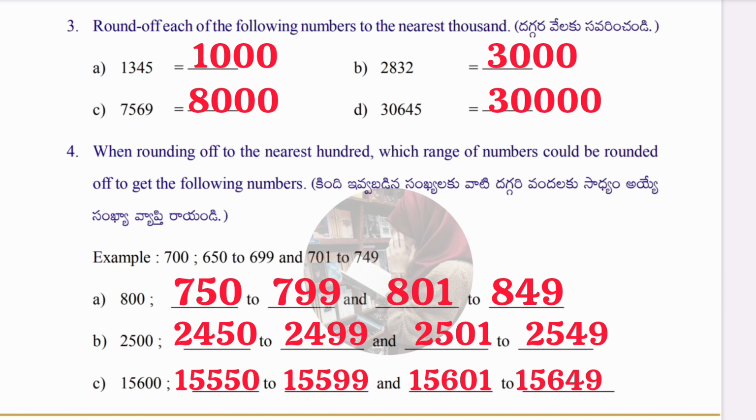Okay, let's see the fourth Roman, which is: when rounding off to the nearest hundreds, which range of numbers could be rounded off to get the following numbers. Here one example is given, which is 700. So it can be written as 650 to 699. Then the other sequence is 701 to 749. Likewise, for 800 we can write from 750 to 799 and also 801 to 849.